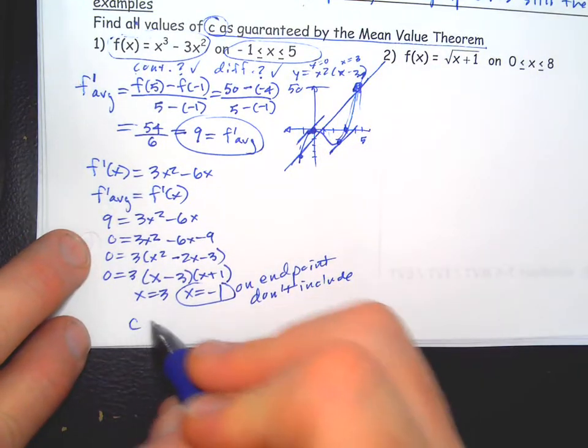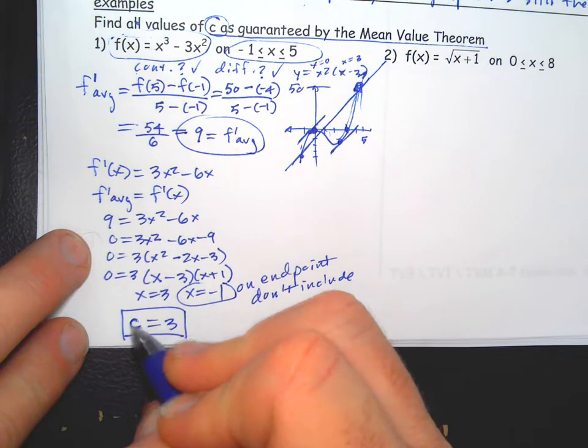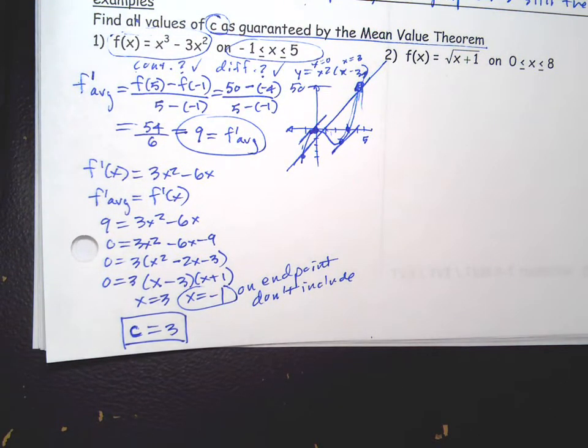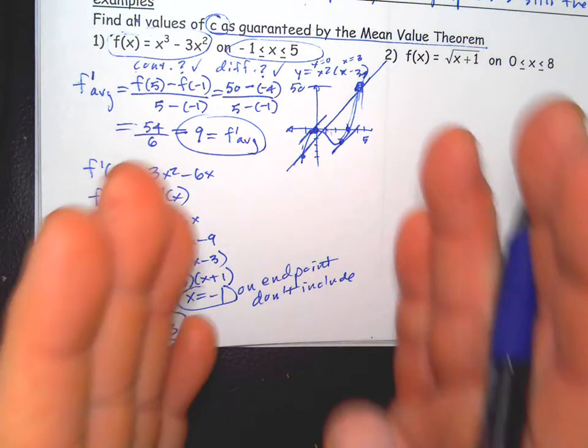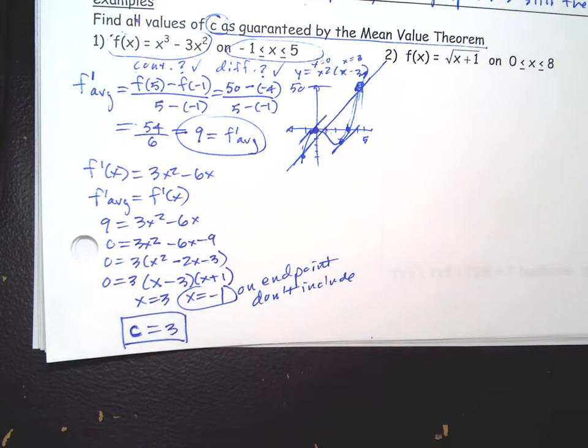Final answer is just going to be C equals 3. C is just that letter they use for the x coordinate where this special thing happens. So we're only going to do 3. So my picture probably wasn't totally great. It probably should have been super steeper because I didn't draw it very accurately to scale. So that's what we do.